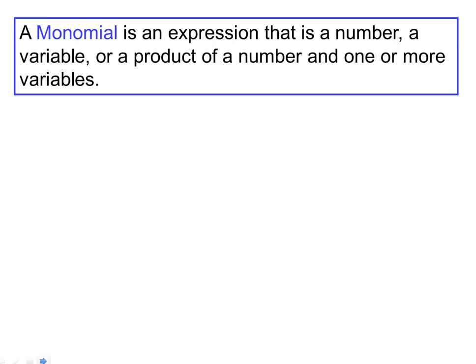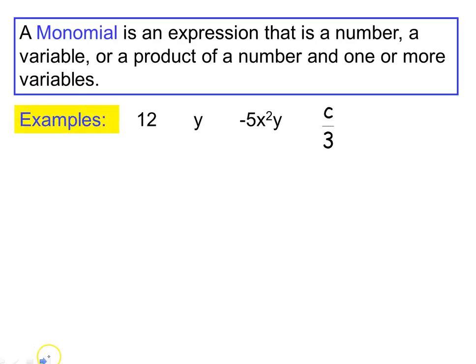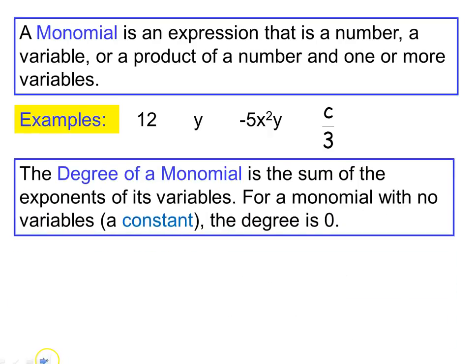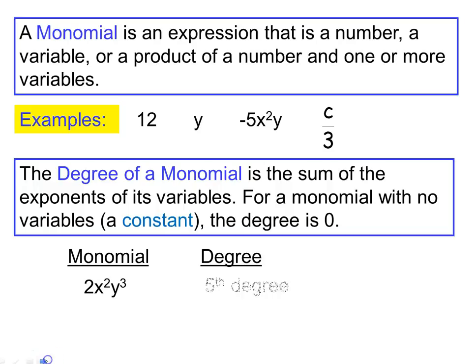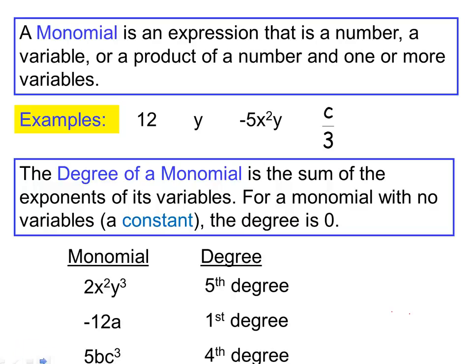First of all, what is a monomial? Well, it's an expression that's a number and a variable, or a product of the two. Some examples. The degree of a monomial is the sum of the exponents of its variables. For a monomial with no variables, we call that a constant, and the degree of that guy is 0. Some examples: 2x squared y to the third, that's a fifth degree monomial. -12a, that's to the first power, so that's a first degree monomial. And 5bc to the third, that's 1 plus 3, or a fourth degree monomial.